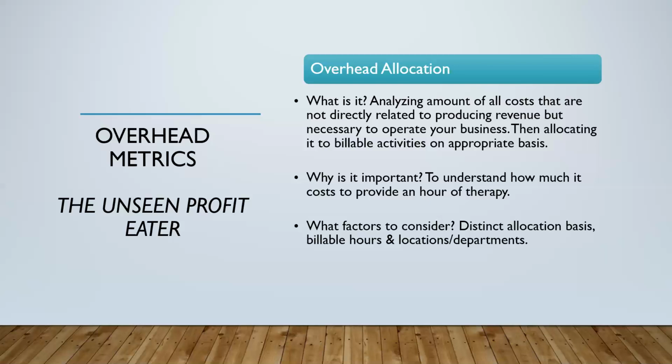So make a list of the expenses that you would consider overhead, and then ask, does this expense increase or decrease more because of one variable versus another? And if so, that could be your allocation base.